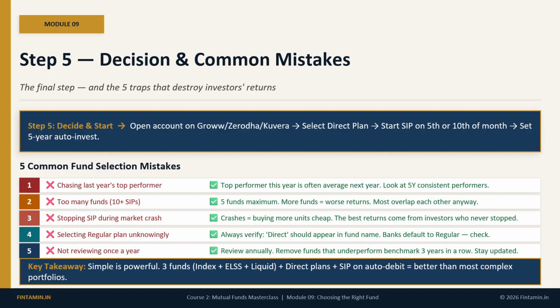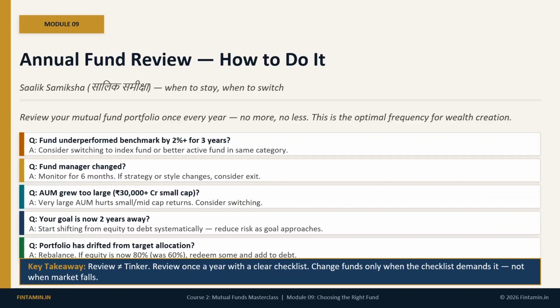Fifth, never reviewing. Review your portfolio once a year. Remove ones that consistently underperform their benchmark for 3 or more years. Everything else, leave it alone. Annual fund review. Review your mutual fund portfolio once a year, not more. Over reviewing leads to over trading, which destroys returns.